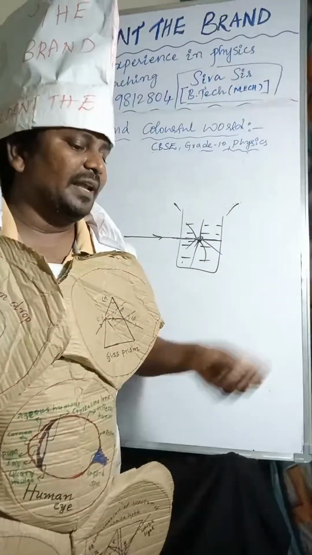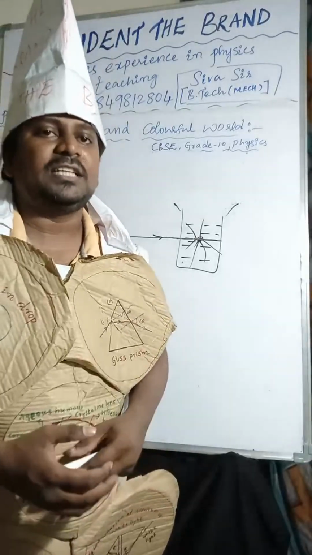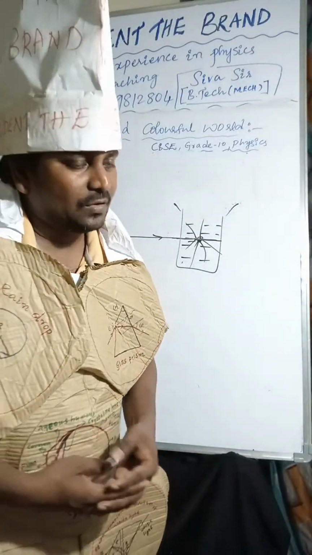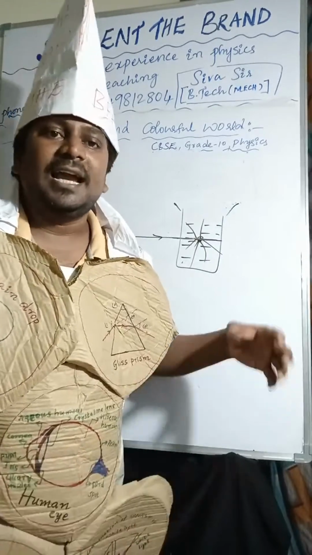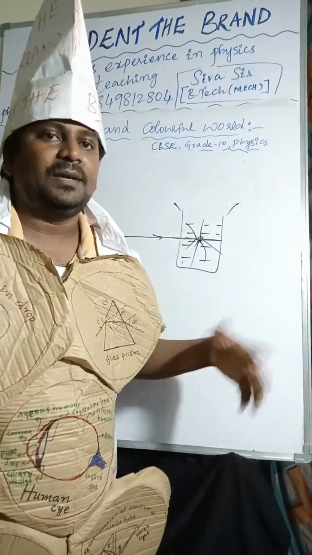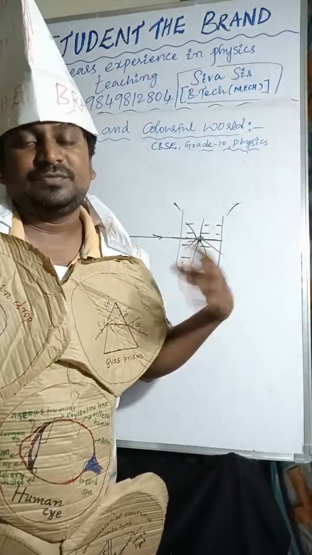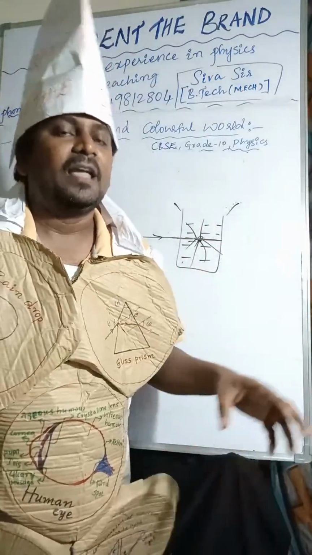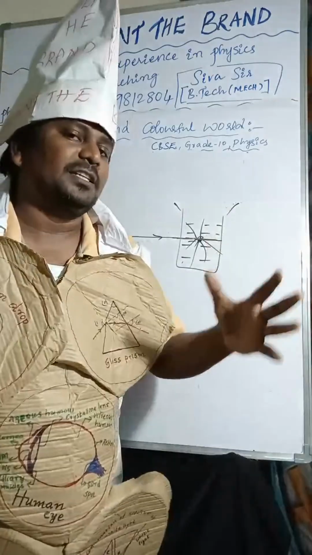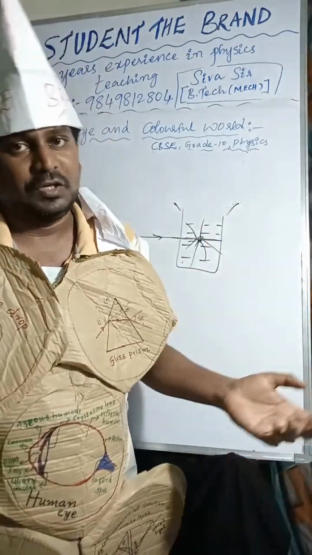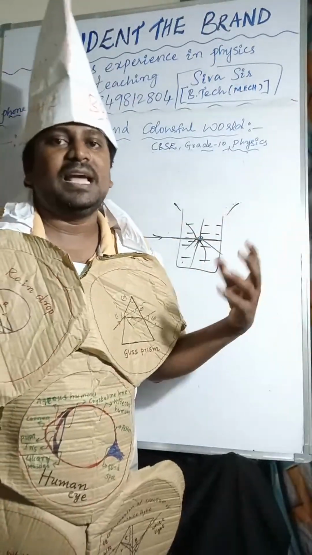So when the light passes through the colloidal solution, scattering of light takes place in the colloidal solution. Then the path of the light becomes visible. This phenomenon is called the Tyndall effect. The path of the light becomes visible when it passes through a colloidal solution, and this phenomenon is known as the Tyndall effect.